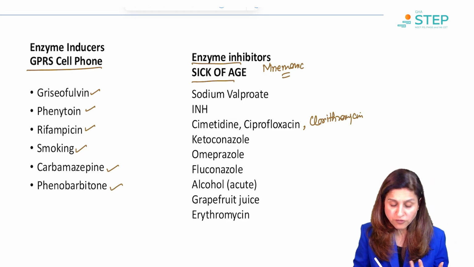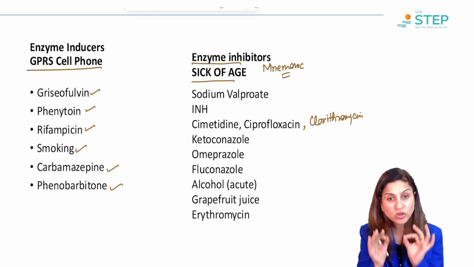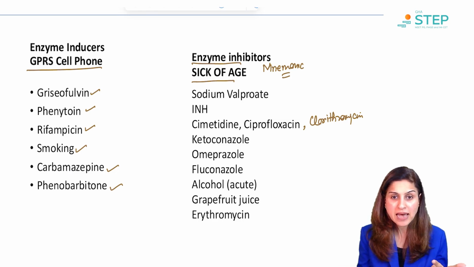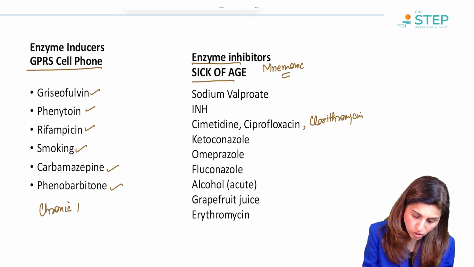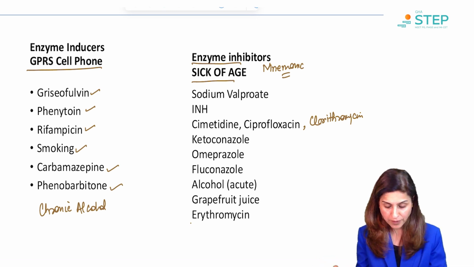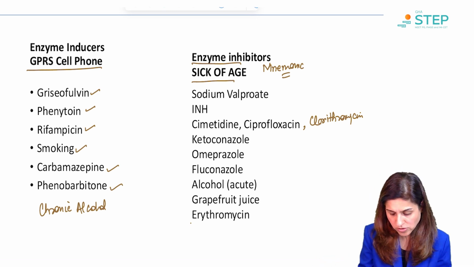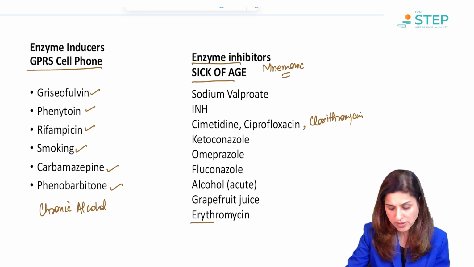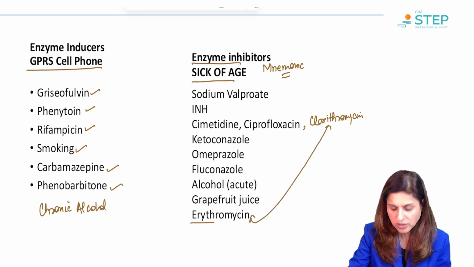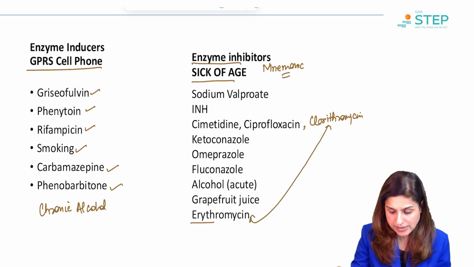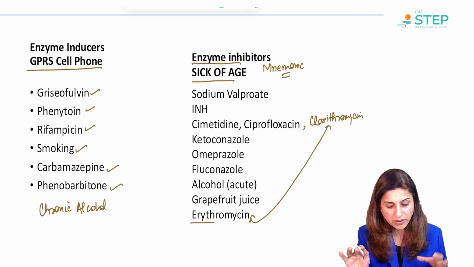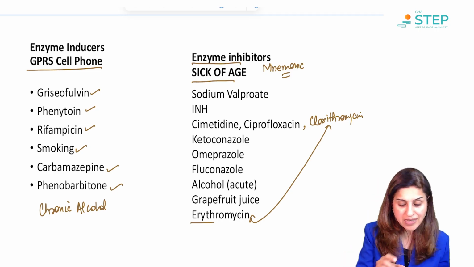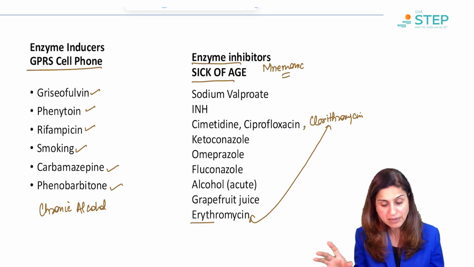Ketoconazole, omeprazole, fluconazole, alcohol. Acute intake of alcohol works as an enzyme inhibitor, but chronic alcohol use, remember, chronic alcohol use, functions as an enzyme inducer. Then grapefruit juice, erythromycin. So erythromycin, macrolide, clarithromycin, they belong to the same class. Therefore, this class of drugs are your enzyme inhibitors. These are your important mnemonics, and you must remember these enzyme inducers and enzyme inhibitors.